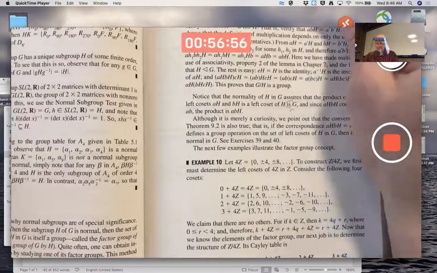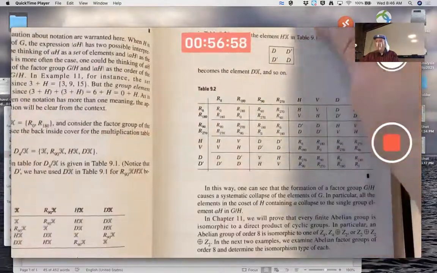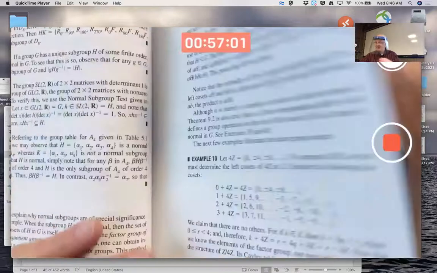Running very low on time here. Let's spend our last 4 minutes talking about factor groups and their applications.